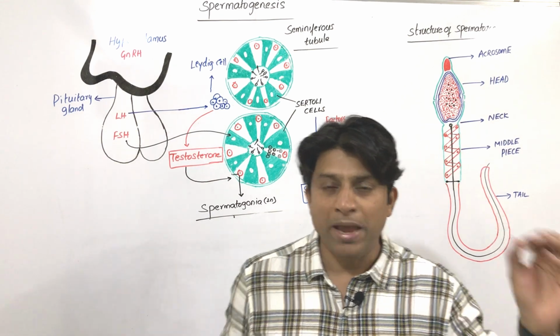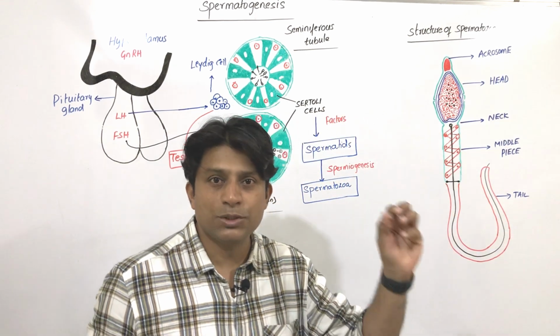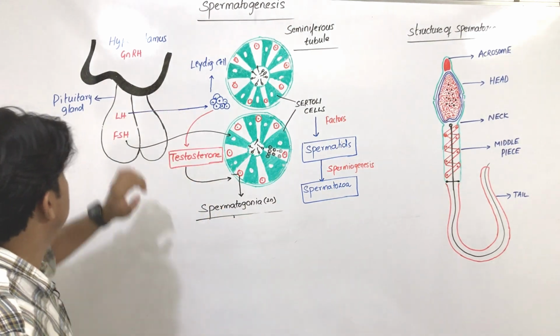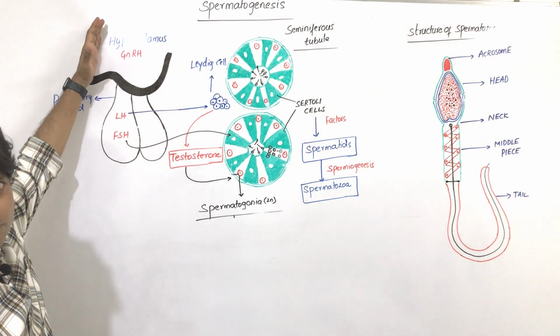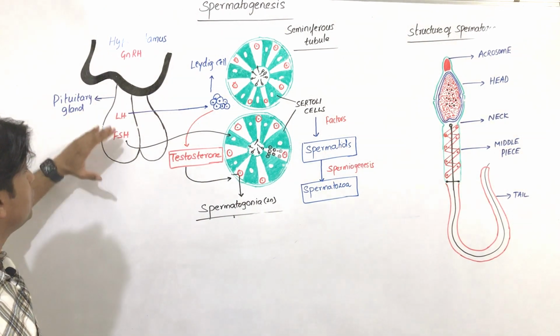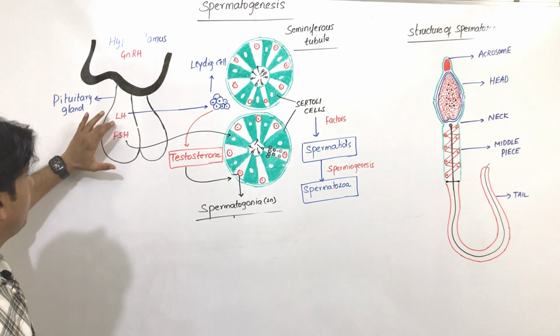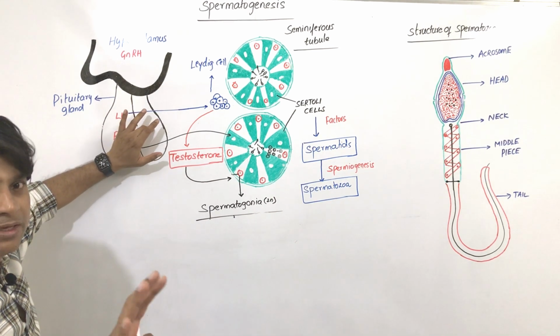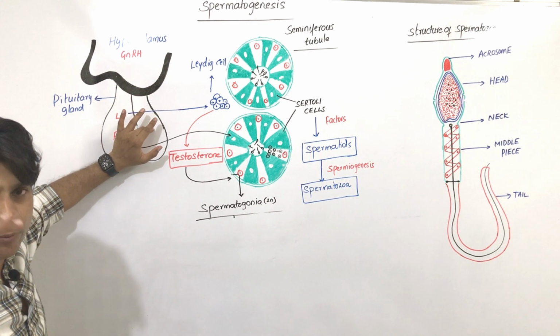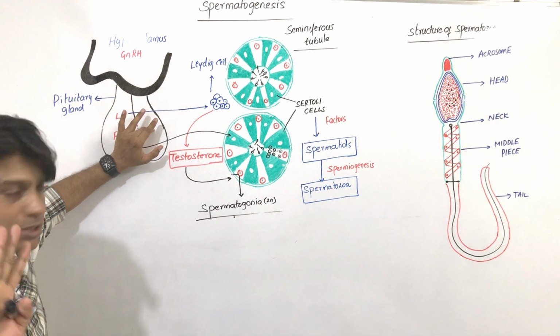Right? So this is male gametogenesis, which is known as spermatogenesis, which starts at puberty. So let's find out. This is the hypothalamus. The hypothalamus is connected to the pituitary gland. This is the adenohypophysis as well as the neurohypophysis. We'll talk about these glands in detail in the endocrine system.